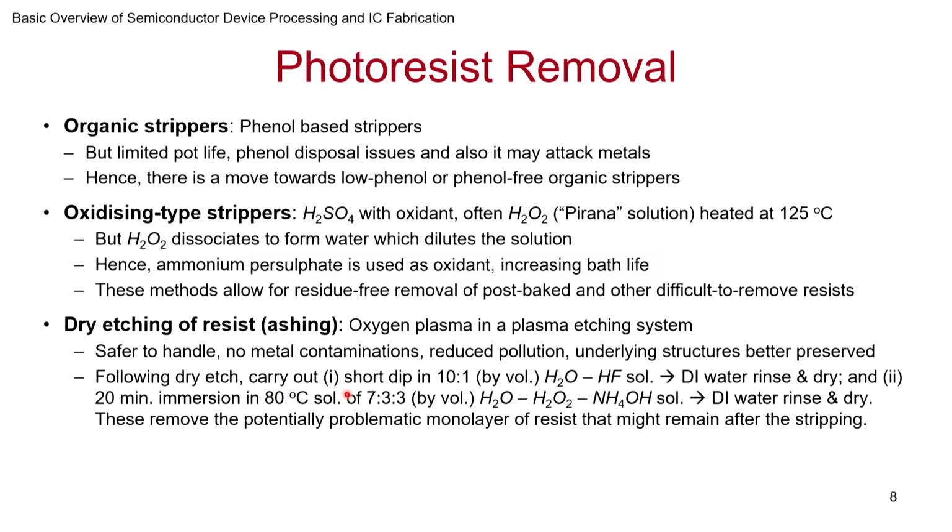Following the etch, of course, you have to do a quick clean. You give a short dip in that dilute HF solution, a DI water rinse, and then 20 minutes at 80 degrees centigrade in the H2O2 ammonium hydroxide solution. If you remember, this is the last couple of steps in the cleaning part of the RCA cleaning before the drying. This is what was done. Then following that, of course, you dry it up and remove.